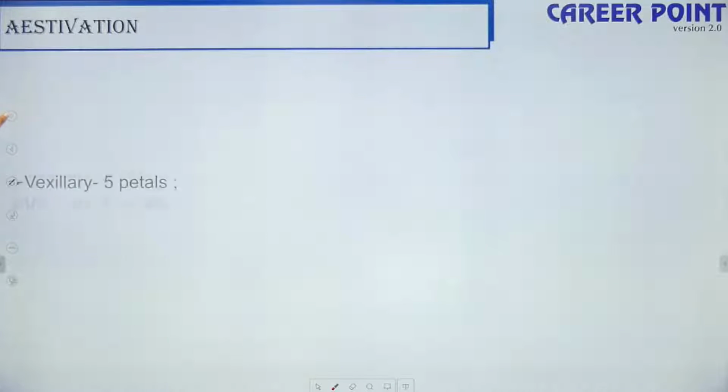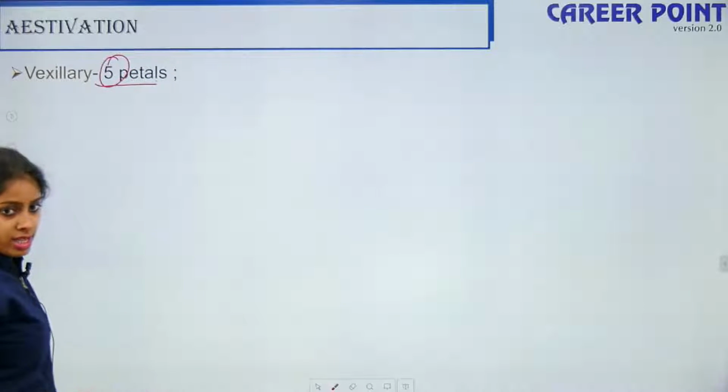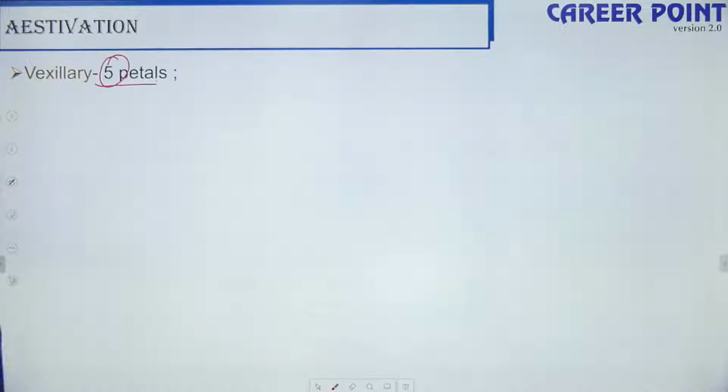So the last one is your vexillary. So in case of vexillary, you have 5 petals present.